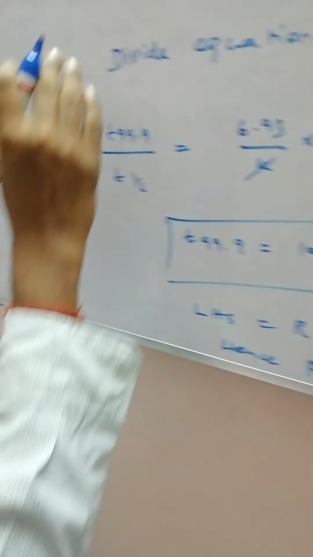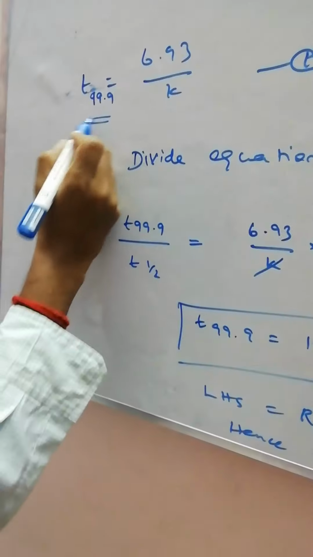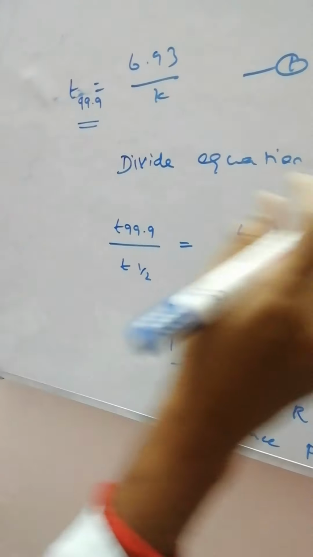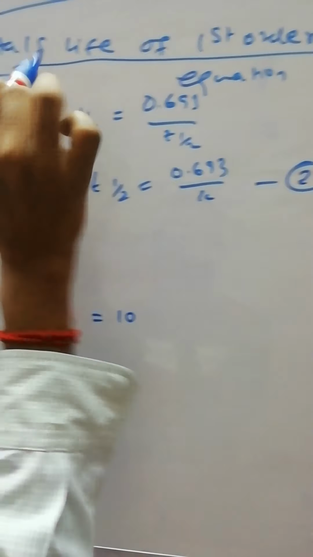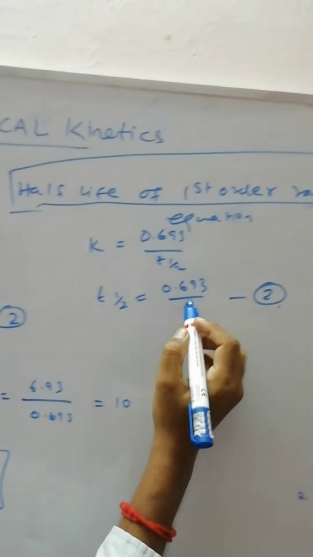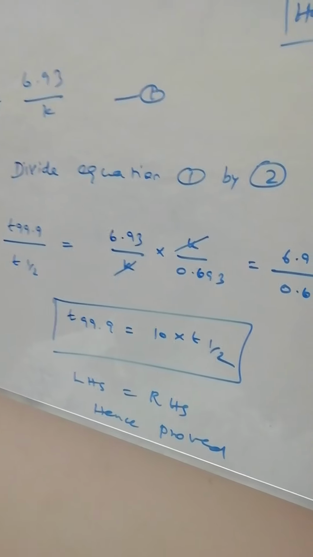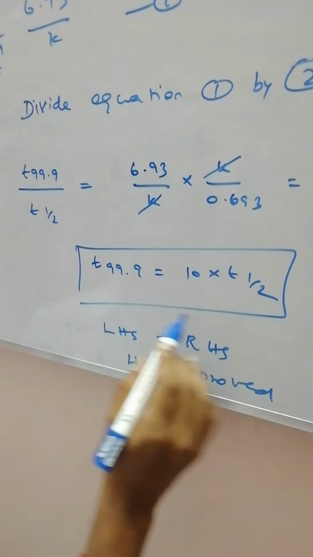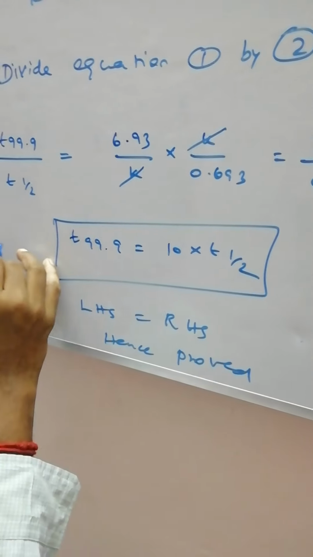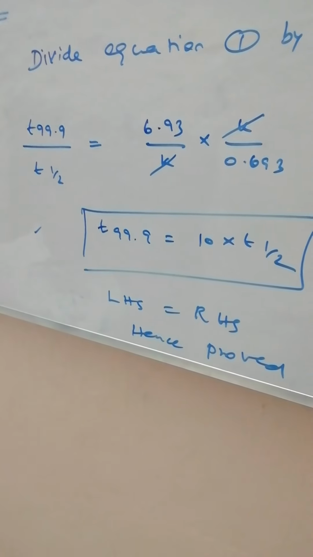So first I have to find the first order rate equation for T99.9% completion. T half of the reaction we already derived in the previous class: T half equal to 0.693 by K. So comparing these two equations, we will get 10 times. Then we simplify and get the answer of 10. So this is the question they asked, and now we have to prove it. The second sum is over.